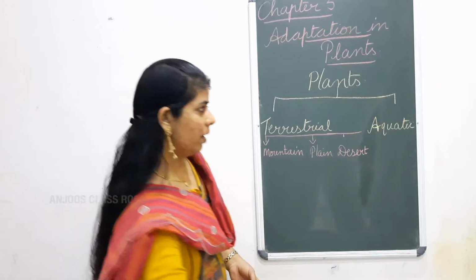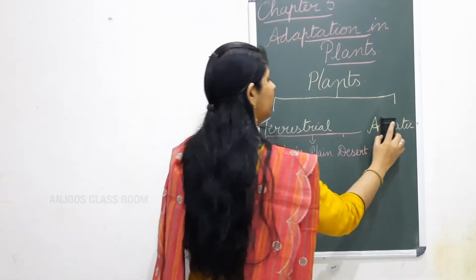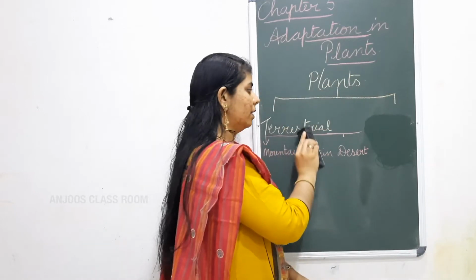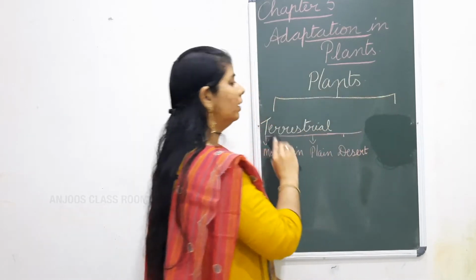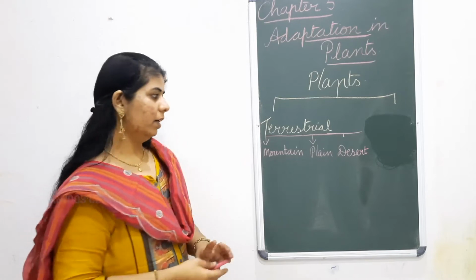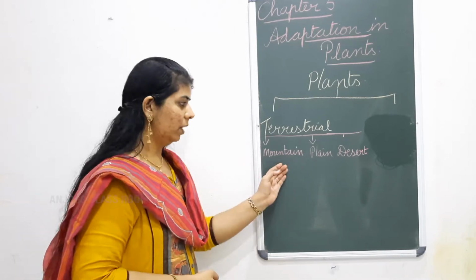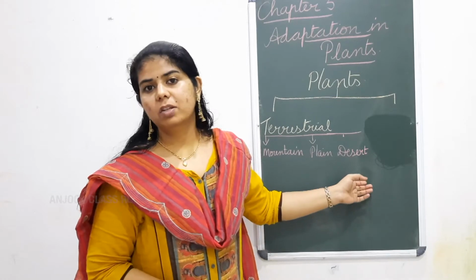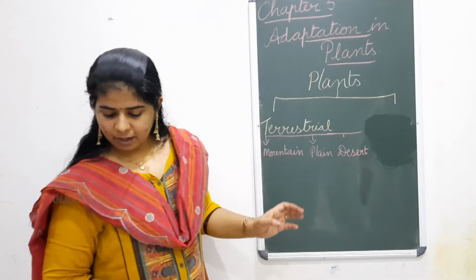Now I am rubbing this aquatic. Now we don't want to look at the aquatic. You understood that the plants are divided into both terrestrial and aquatic. Now the terrestrial land we are dividing into different types: the mountain area, plains, the fertile land area, and the dry region, that is the desert.